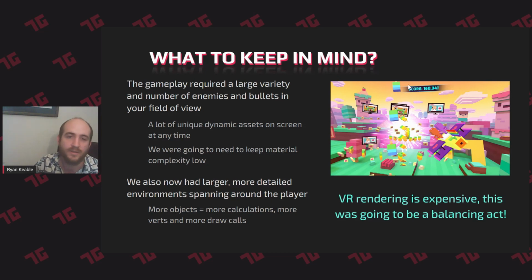As you can see from our screenshot here, there are several different types of enemies, an entirely detailed background, your main character, Chip and Pilot, a ton of different bullets and VFX all going on at once. So there's a lot of unique dynamic assets on screen, and we were going to have to work out ways to keep our material complexity low, and other ways to make sure we were optimizing efficiently, so we could make sure we were running at 72 frames per second. And VR rendering especially is expensive, so it was going to be quite the balancing act.